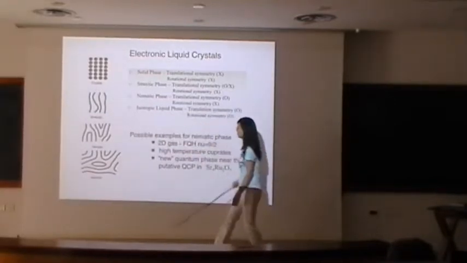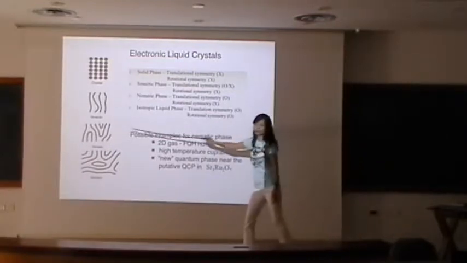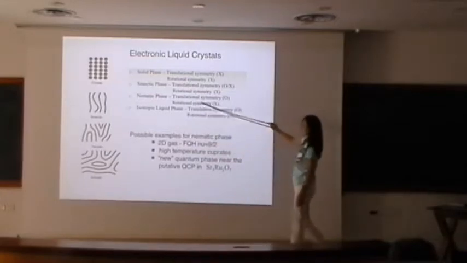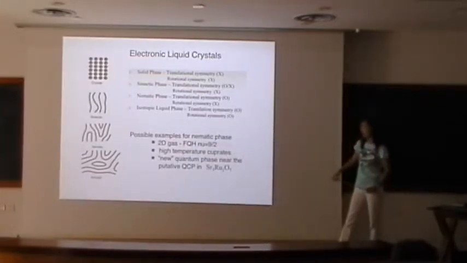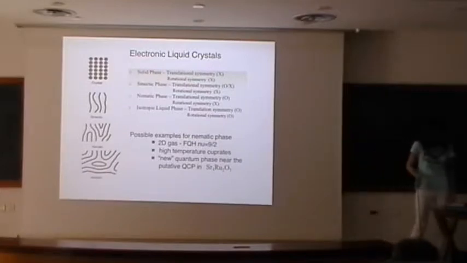Along this way, you can see the translational symmetry. Rotational symmetry is also broken. The nematic is actually breaking the least symmetry, which is the rotational symmetry. And the isotropic phase recovers all of the symmetry that you can think of.